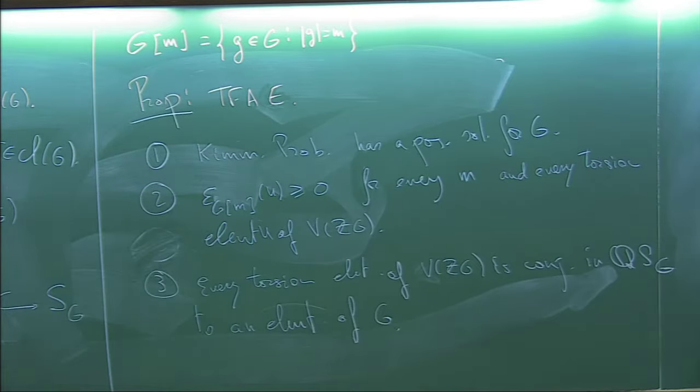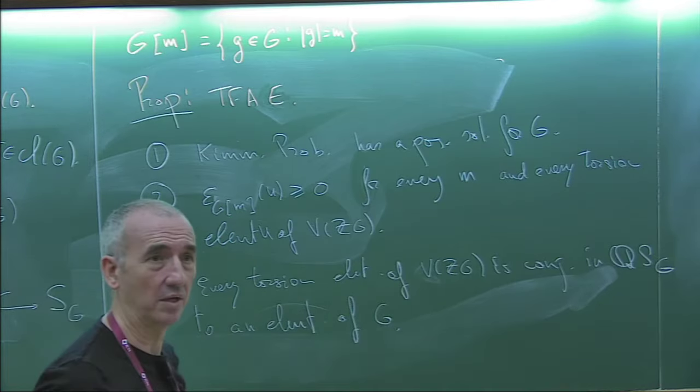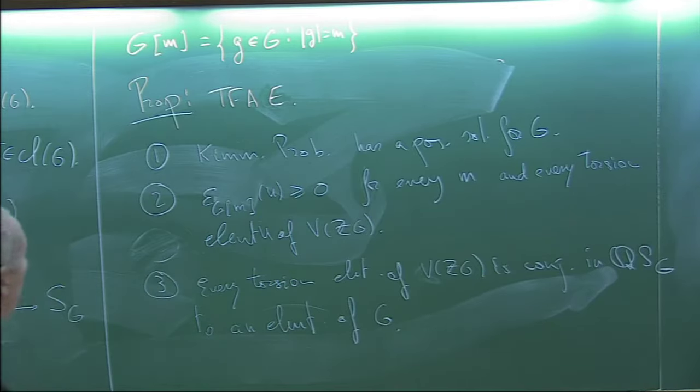So the H in the Kimmel problem can be said explicitly. You don't have to look to fish in a big ocean of groups. You have to consider one concrete group. The proof is written, but I will give you the basic idea.